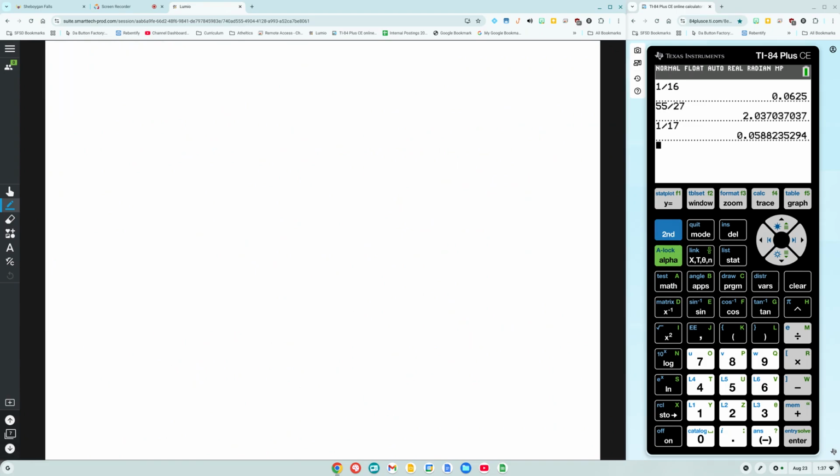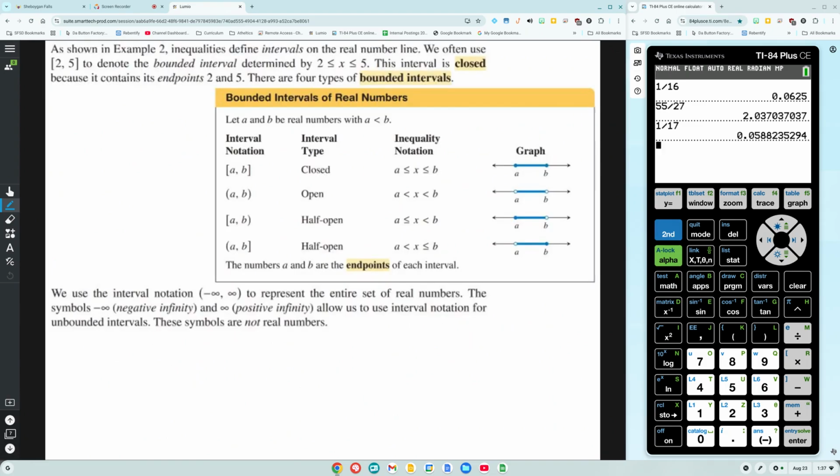We'll break here when we get through all the interval stuff. So, as a recap of what we just got done saying about interval notation, as shown in the last example, inequalities define intervals on a real number line. We oftentimes use the brackets here, 2 to 5, to denote the bounded interval determined by 2 is less than or equal to x, which is less than or equal to 5. This interval is closed because it contains its endpoints 2 and 5.